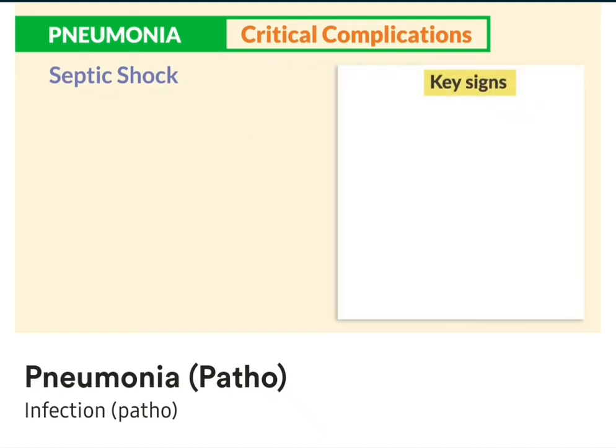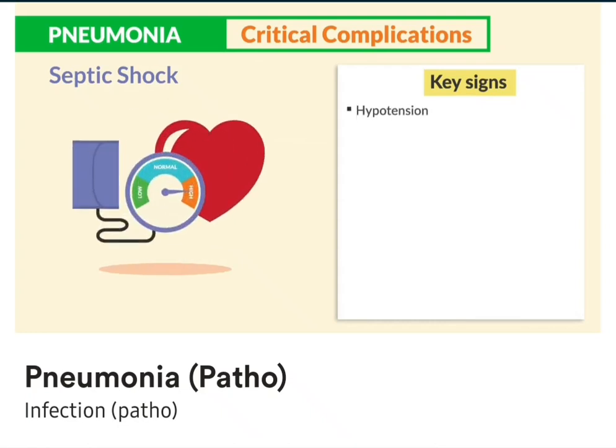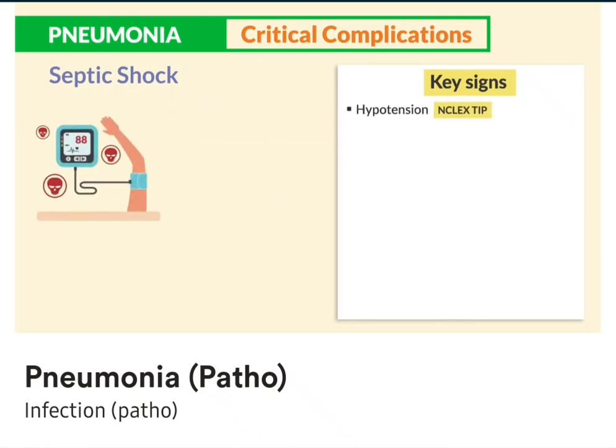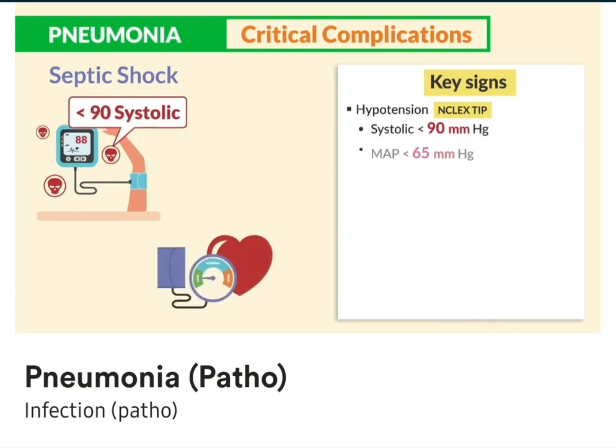So the key signs to know for septic shock is hypotension. The key numbers here is systolic blood pressure below 90 and MAP, that mean arterial pressure, below 65. Anytime these numbers get low, we know we gotta go. Go seek help from the primary care provider and report these findings. So write that down, huge NCLEX tip.